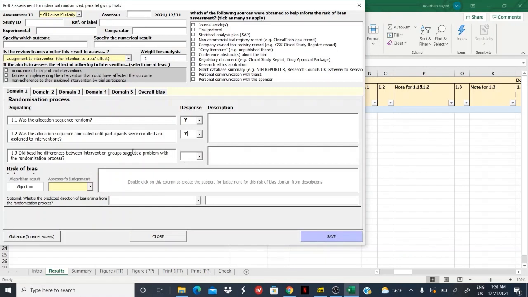Now, question 1.3 asks us, did the baseline differences between the intervention groups suggest a problem with the randomization process? What this question is trying to get at is that if the randomization process was completely subverted by the investigators, there might be some evidence of that in Table 1. Table 1 is ordinarily where the investigators display the baseline characteristics of the two groups of patients. So if the baseline characteristics are very different, that might be a hint that something went wrong with the randomization, right?